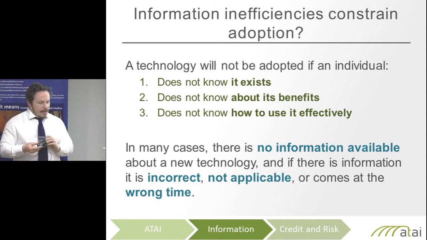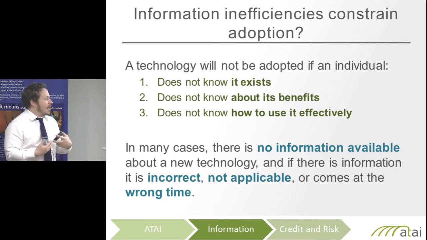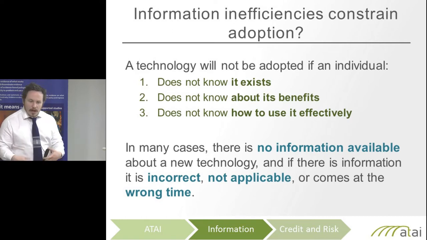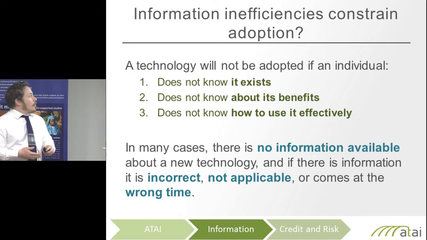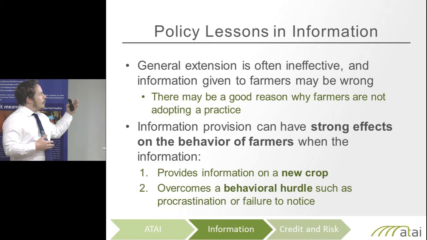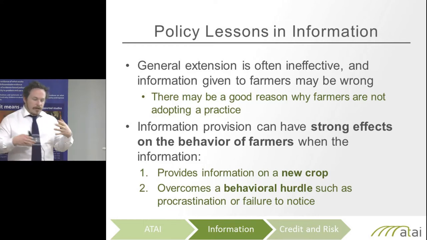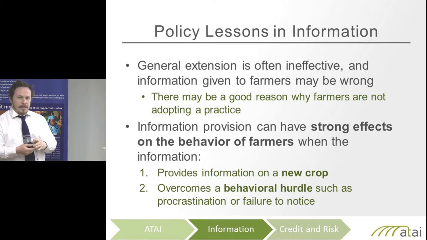So what we find is that many times there isn't information available on technologies. And at times when there is information available, it's incorrect, not applicable, or comes at the wrong time. So from looking at the literature, we come to these three major points. The very first one is that, and I think this is related to the Farmer Field Schools review, but often general extension we find is not very effective in promoting behavior change.